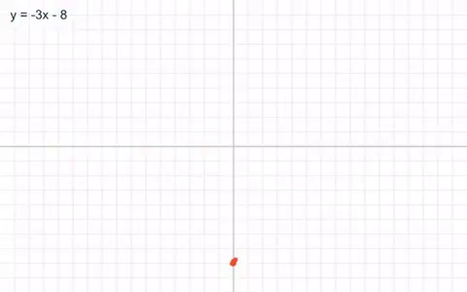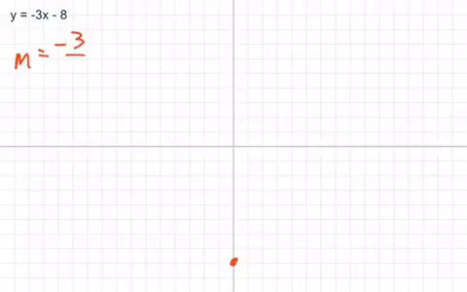Now on this one, we only have one number for the slope. We have to have 2. So how are we going to write that? Put it over 1, right? Or what else?